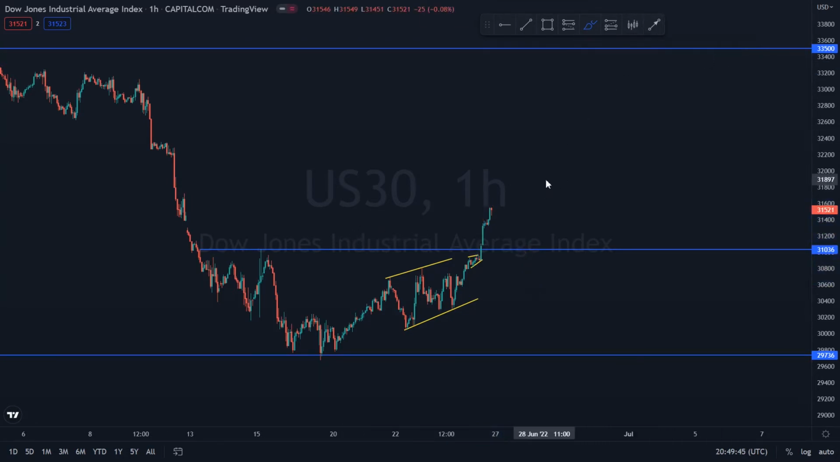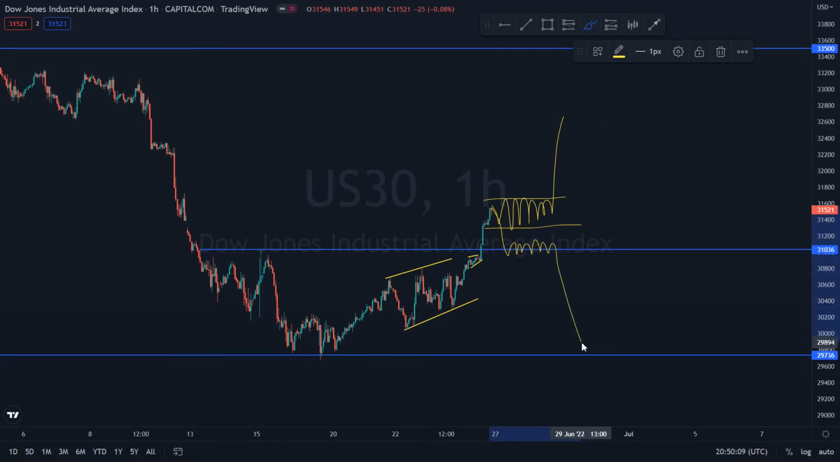Okay, and then the next scenario that we can look at, we can have a bigger corrective phase as a continuation pattern to push up. That's another way I'll be looking at how US30 could probably unfold this week when the market opens. So either we have this or we have a push down, a corrective phase like this as a tight flag, continuation pattern to push down. So let's just keep our eye open on US30.